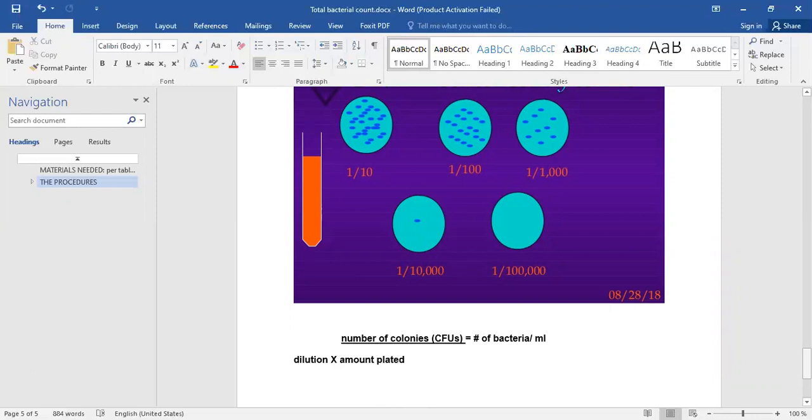Suppose this is the tube number 1, which contains more bacteria. So we will not count it because we do not want to try hard. The second tube contains fewer bacteria than the first plate. In the third plate, we get bacteria which are easy to count. So we'll take this plate, and we will count the number of bacteria in it.